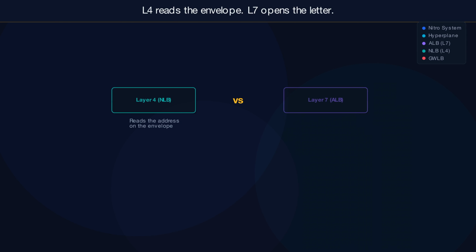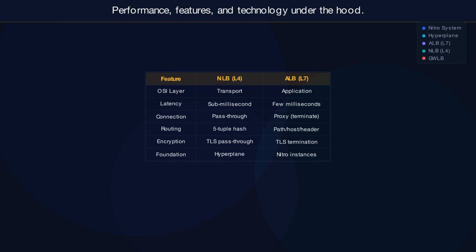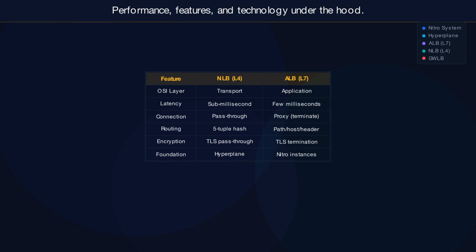Layer 4 load balancing, that is NLB, works at the transport layer. It sees IP addresses and ports, but never reads the HTTP content. It is like a mail sorter who reads the address on the envelope but never opens it. Layer 7, that is ALB, opens every envelope, reads the letter, and decides where to deliver it based on the content. This means NLB is faster.